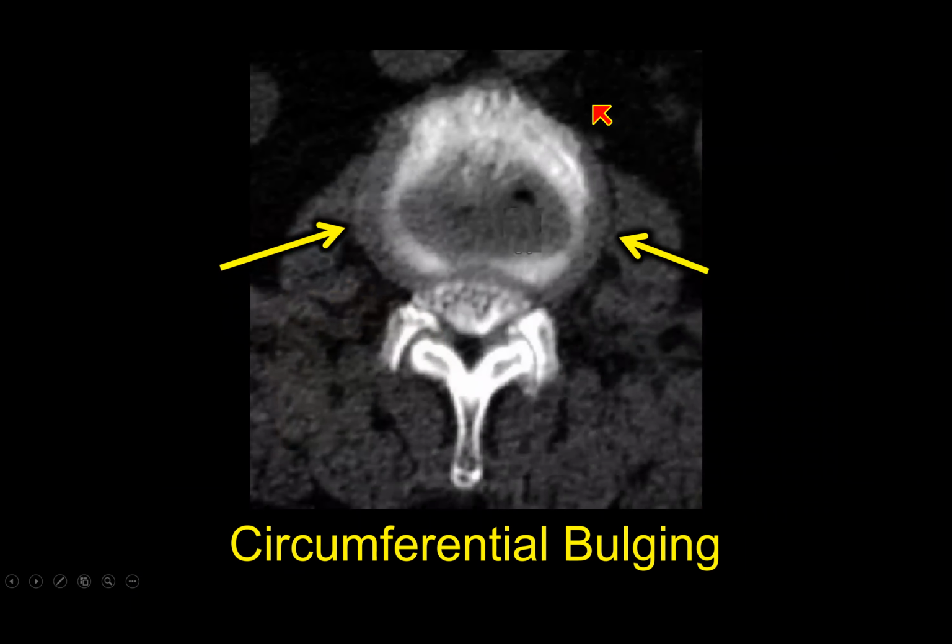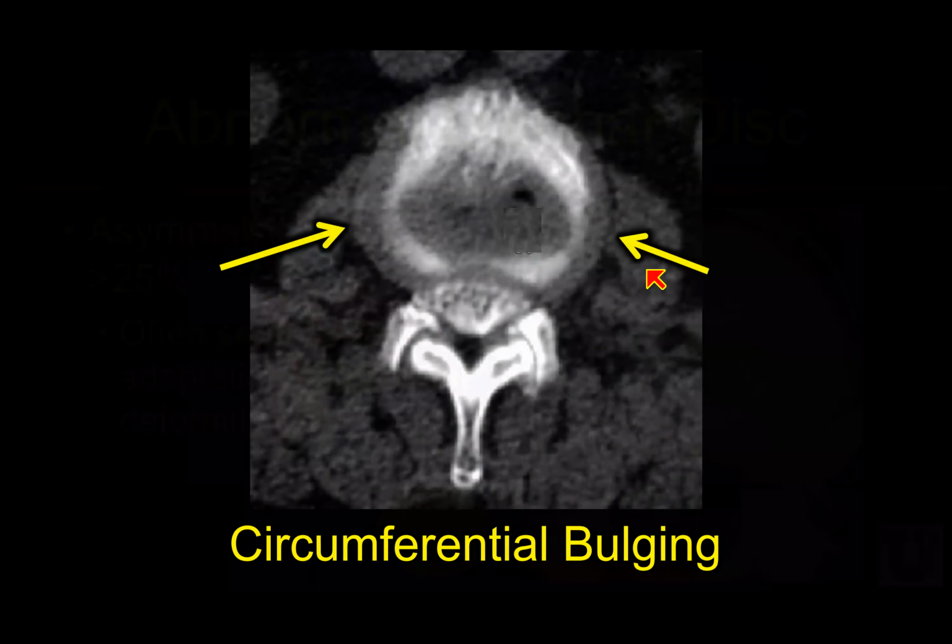Here's a nice myelographic study where we see that disc material all the way around. So it is posterior, it's lateral, and it's anterior. We have disc material circumferentially extending around that's going beyond the end plates. That's going to count as circumferential bulging.